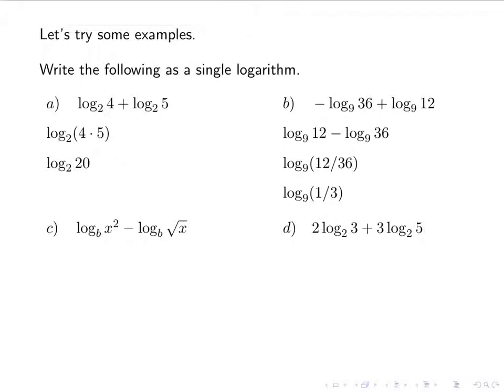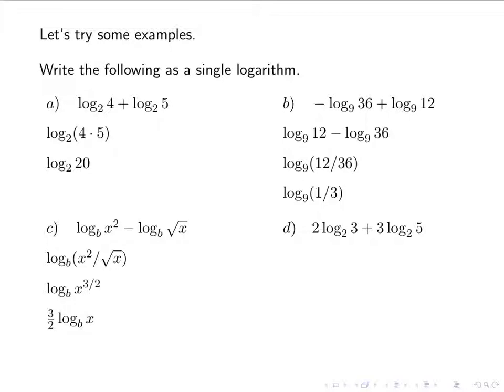Okay, so let's move on to C. Log base b of x squared minus log base b of root x. Again, I've got subtraction, so that's going to become division inside my log. And so I get log base b of x to the 3/2. And then I'm going to bring that exponent down in front as a coefficient. So log base b of x to the 3/2 becomes 3/2 log base b of x.